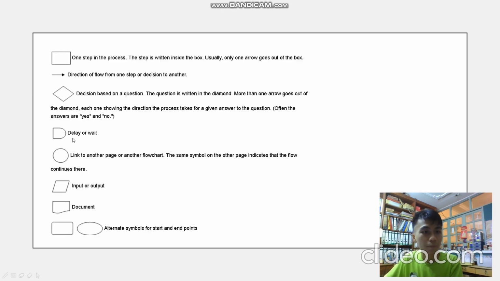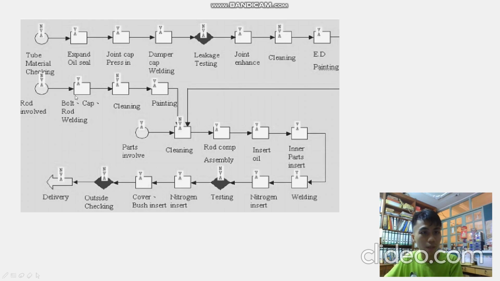Then next, delay. This symbol is delay or wait. We are not using it. The circle is linked to another patch or another flow chart. The same symbol on the other patch indicates that the flow continues there. So this circle means the start, and the circle here means the linkage from the others and then it continues. The circle is just a linkage.